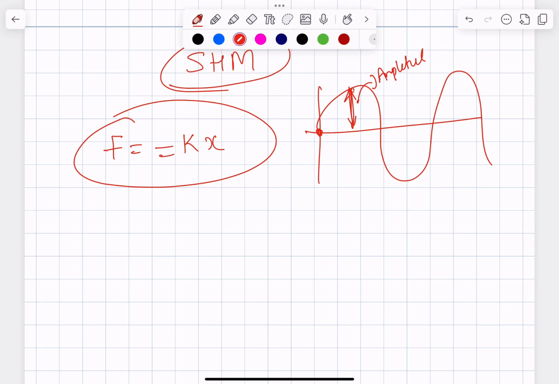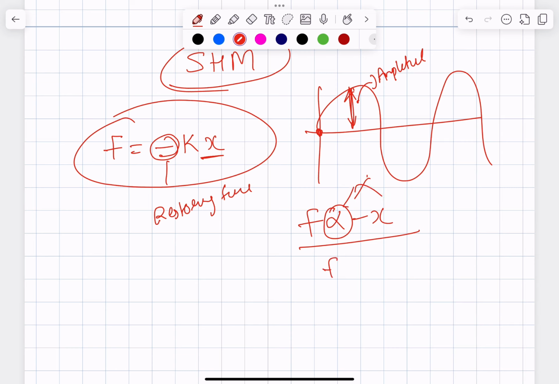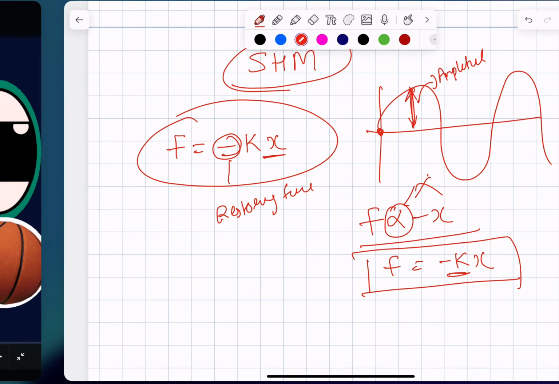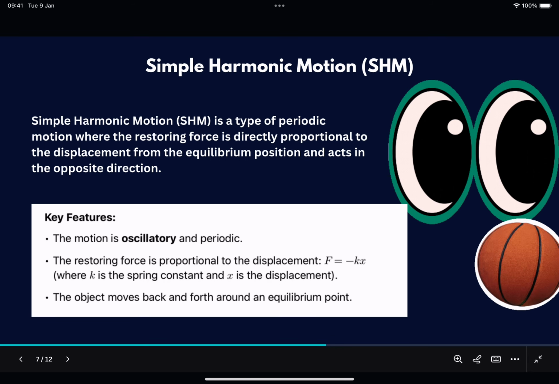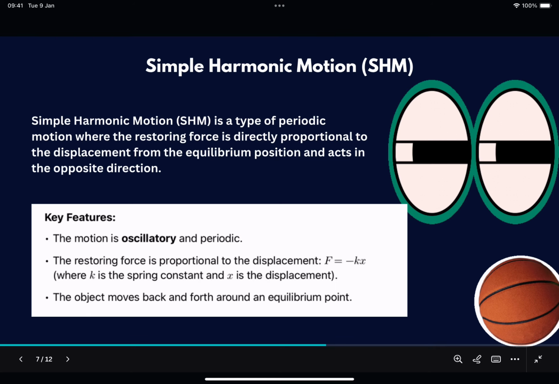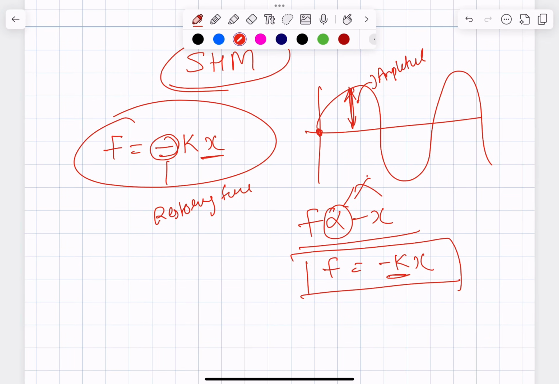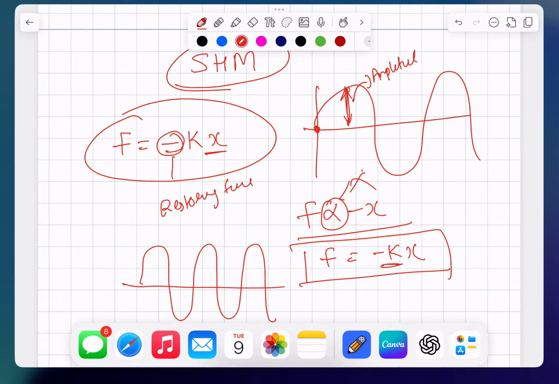So the restoring force, the sign is negative because of the restoring force. The restoring force is directly proportional to the displacement, and we write it like this. When the proportionality sign disappears, of course you put a constant. That is why I put K. K is a constant. So in simple harmonic motion, force is equal to minus kx, and x is the displacement. The motion is oscillatory and periodic, meaning that it will keep coming back like this. It is oscillatory motion, and it is also a periodic motion.